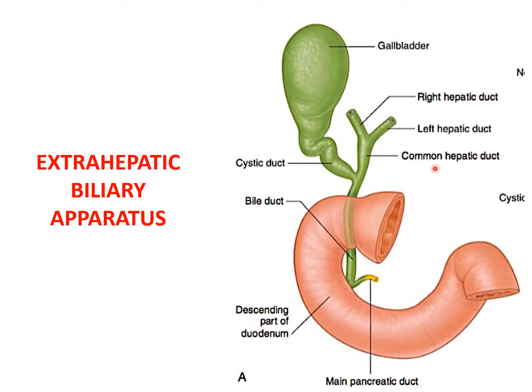The extrahepatic biliary apparatus primarily collects bile from the liver, stores it in the gallbladder, and transmits it to the second part of the duodenum. It basically consists of the right and left hepatic ducts, common hepatic duct, gallbladder and its duct known as the cystic duct, and a common bile duct which is formed by the union of the cystic duct and the common hepatic duct. Let us now study each of these parts in a little more detail.